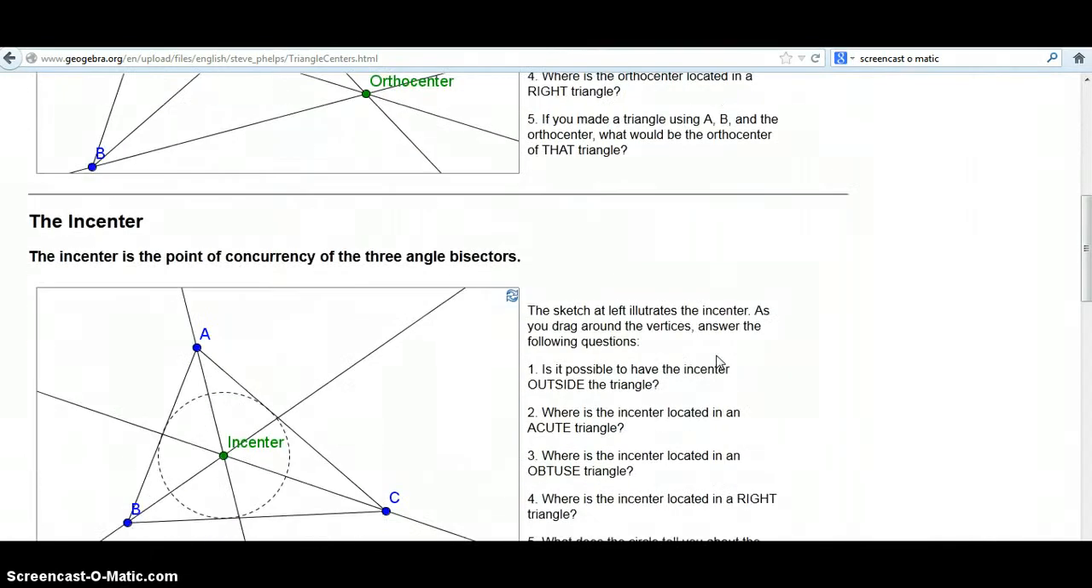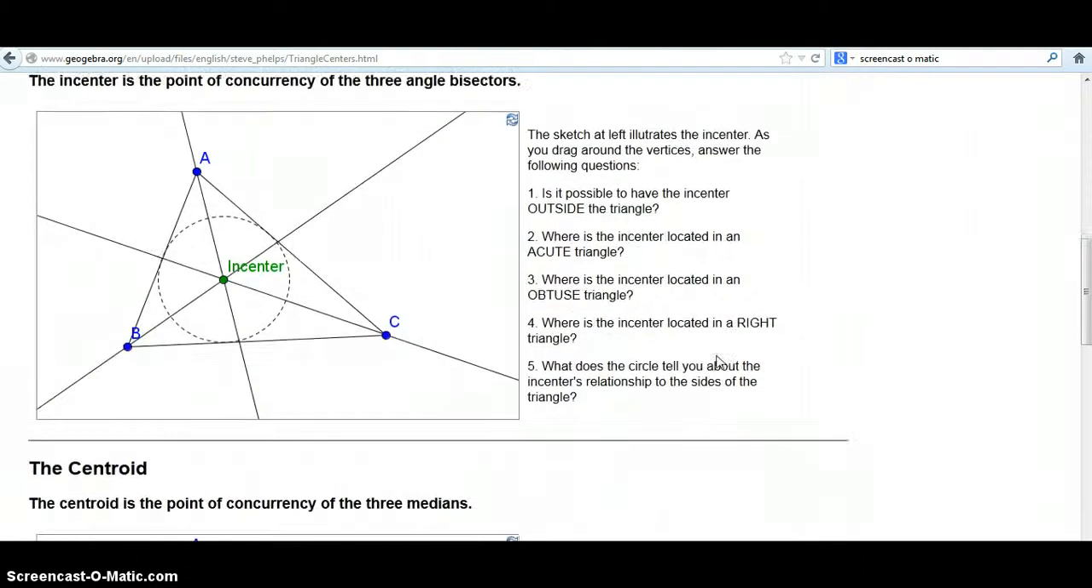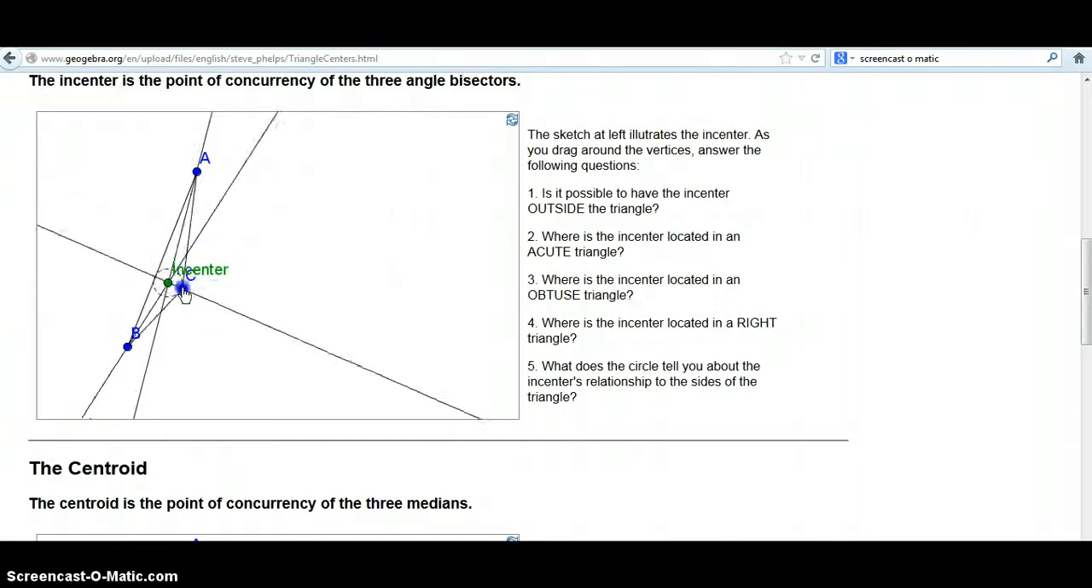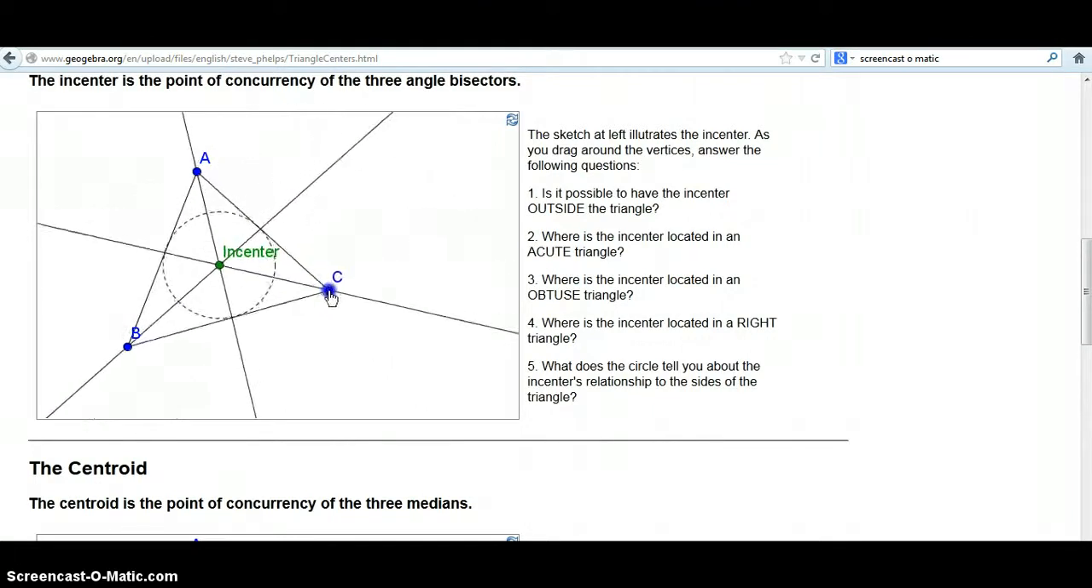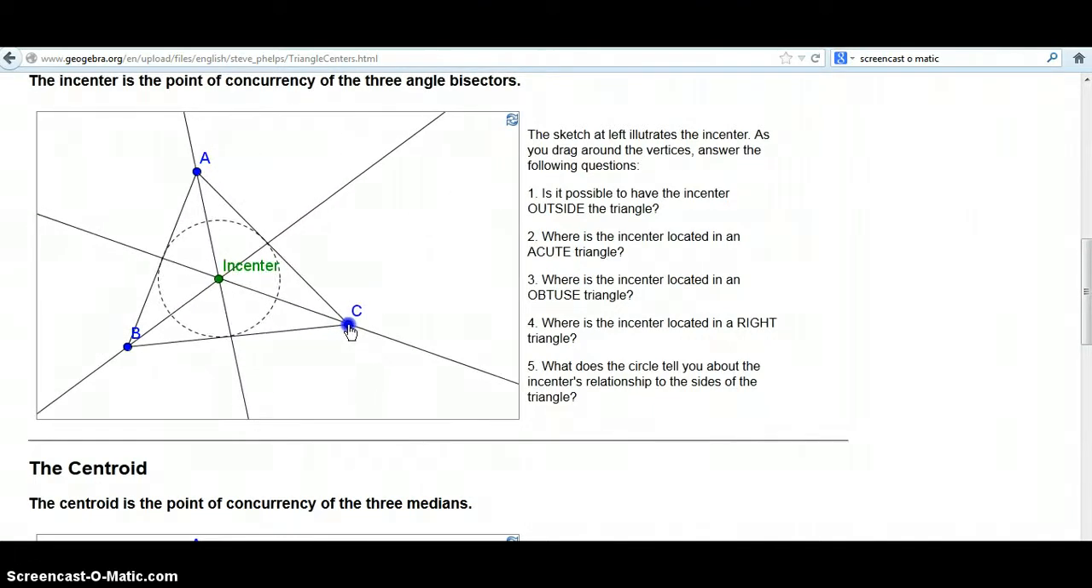The incenter. The incenter, remember, is formed by the angle bisectors, the lines that divide the angle into 2 equal pieces. Is it possible to have the incenter outside the triangle? Nope. No matter how you wiggle it, it's not going to go outside of the triangle. So that kind of answers 2, 3, and 4 all in one swoop. If it's impossible to have it outside the triangle, then in an acute triangle, an obtuse triangle, and a right triangle, it's all going to be located inside of the triangle.